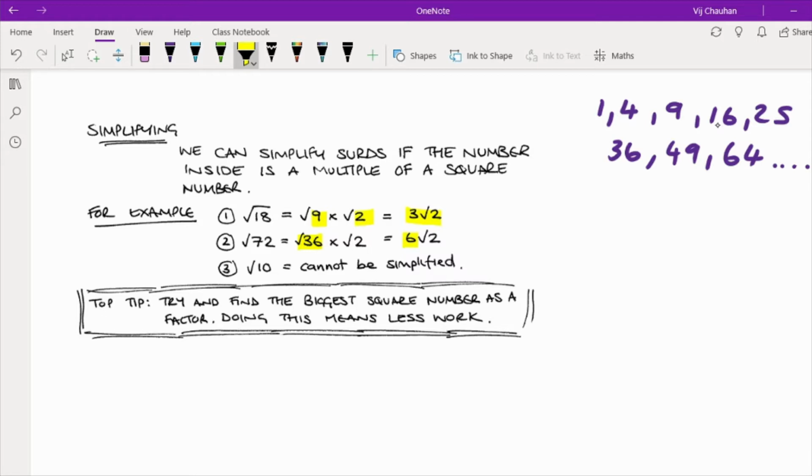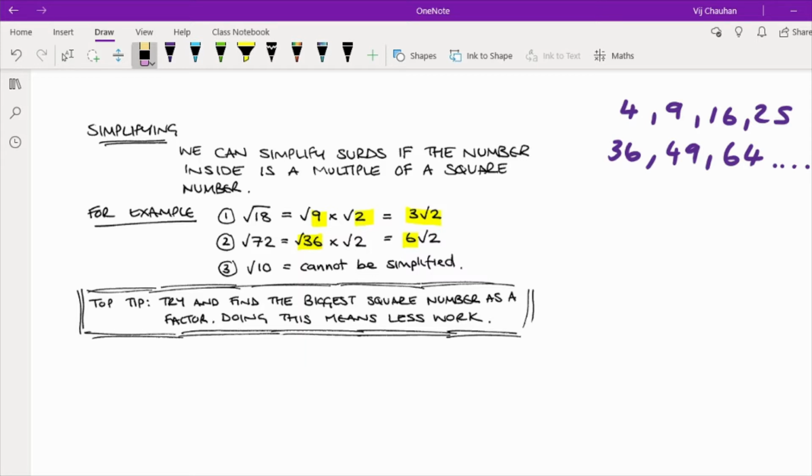If we move on to example 3, we've got root 10. Now here, there isn't one of these square numbers that is a factor of 10. Although 1 is, if we're using 1, really I shouldn't even be using 1, so let's just get rid of that, because we'll end up with the same answer. So here, this one cannot be simplified. So don't think that every single question that you get, or every surd, or any number that's inside a square root can be simplified, because that may not always be the case.